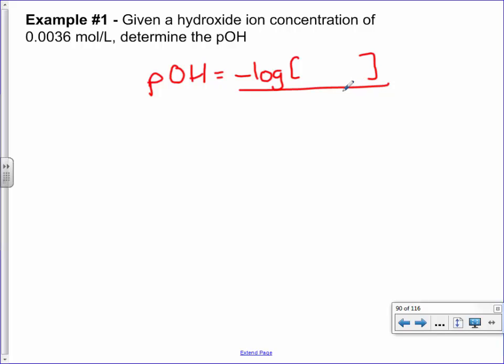Yeah, I gave it. I have to give you a number somewhere, right? So here is the hydroxide concentration. So negative log this number. That's it. Honestly, that's it. That's all you gotta do. Negative log that number.